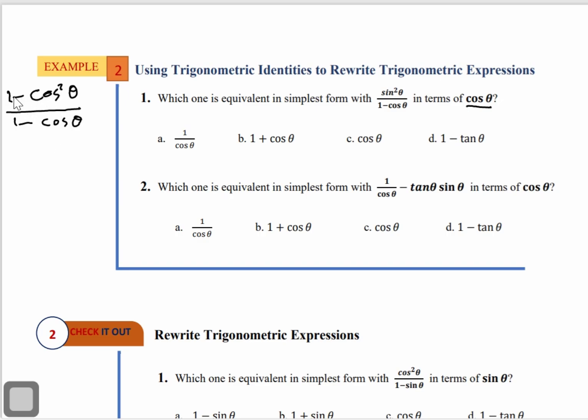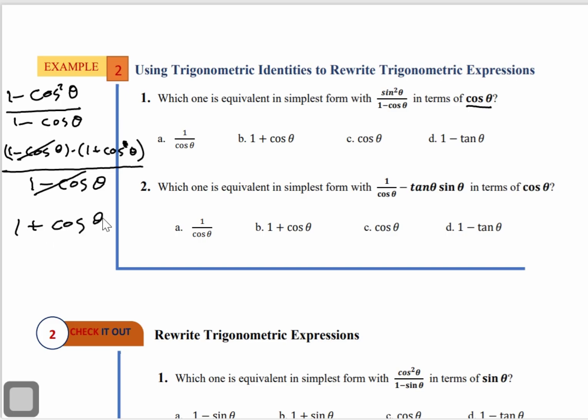Here we have the difference of two squares. It will be 1 minus cosine theta multiplied by 1 plus cosine theta, not squared, just cosine theta, over 1 minus cosine theta. The 1 minus cosine terms cancel, so 1 plus cosine theta is remaining. It means 1 plus cosine theta, branch B, is the right answer.